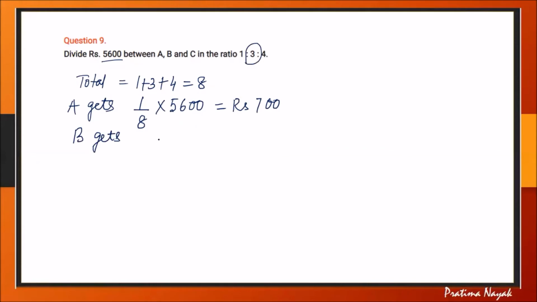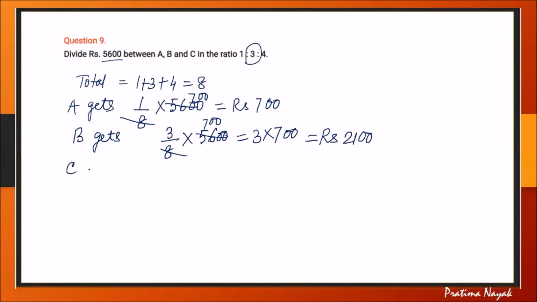B's part is 3. So 3 by 8 of your 5600. It will be 3 into 700, because you will cancel, it will be 700 only. So it will be 2100. B gets 2100. Now C gets how much? 4 upon 8 into 5600. Again you divide, 700. It will be rupees 2800.